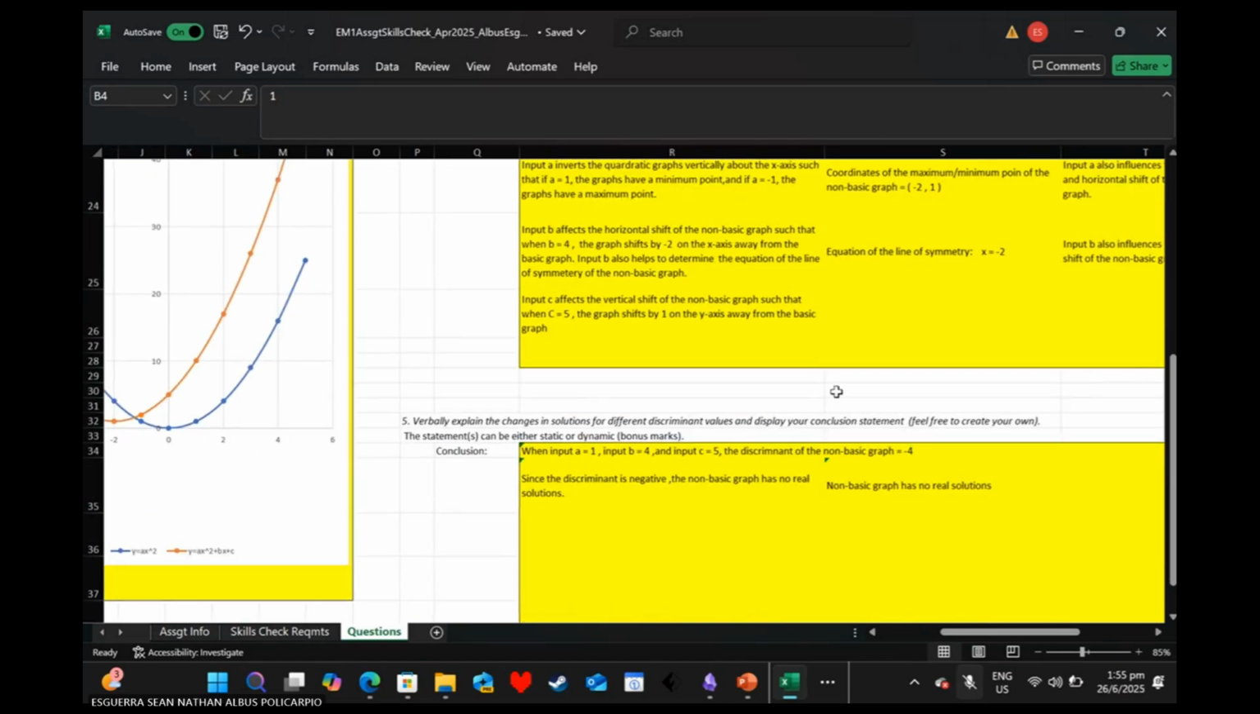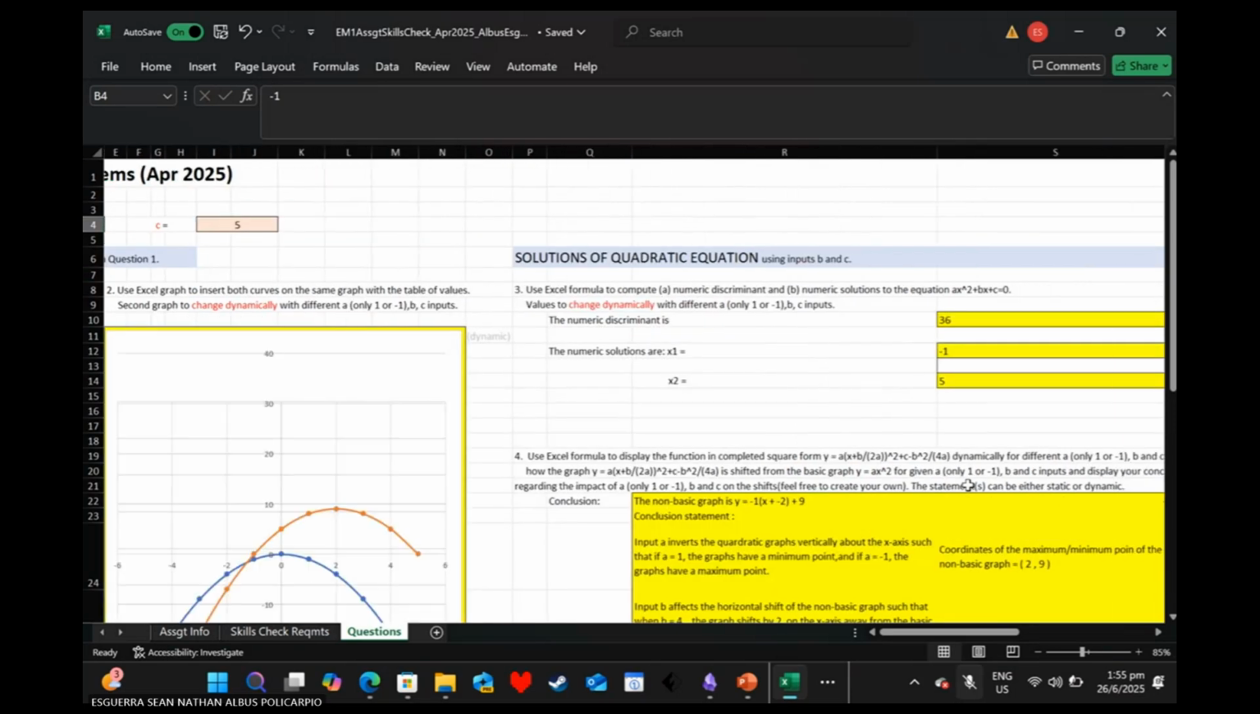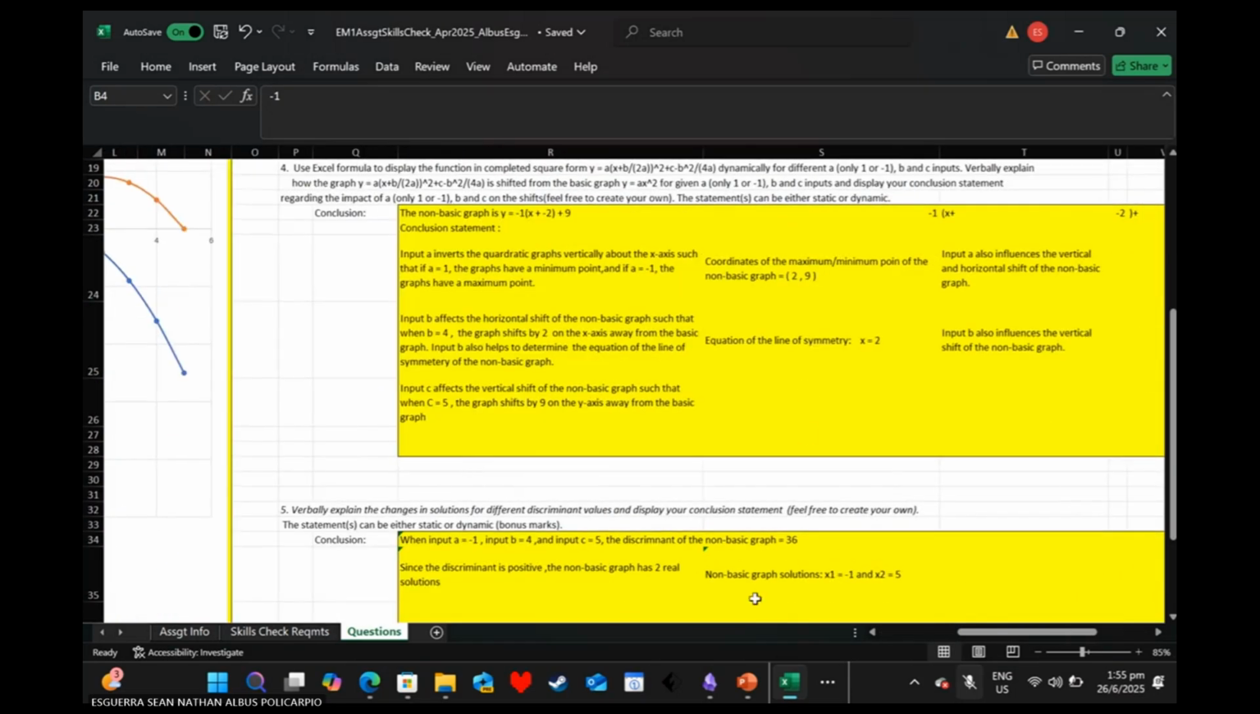If the values were negative 1, 4, and 5 respectively, the discriminant is positive. Hence, the graph would have two real and distinct solutions.